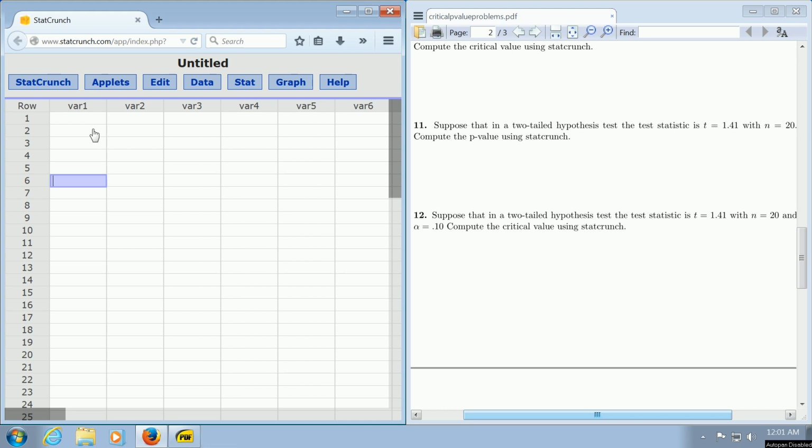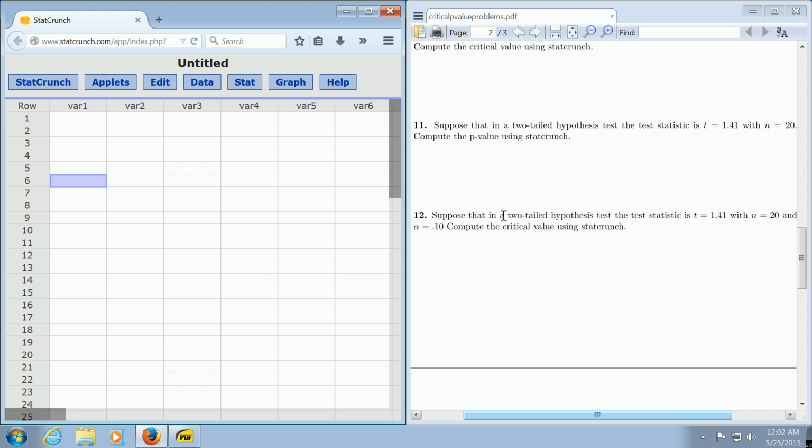In this video, we're going to compute the critical values of a two-tailed t-test using StatCrunch. We're basically doing problem number 12. By a two-tailed test, we mean one in which the alternate hypothesis has a not equal to sign.